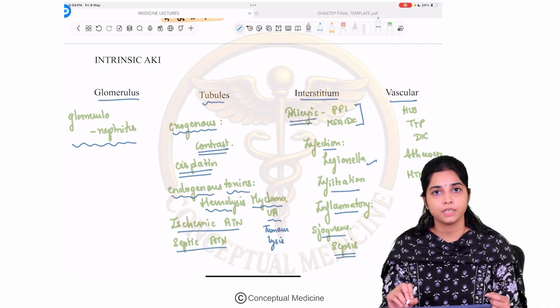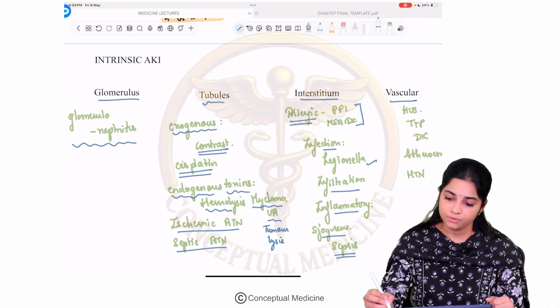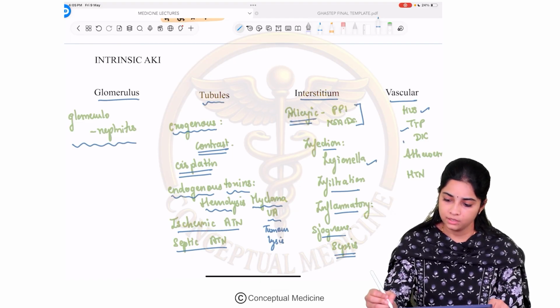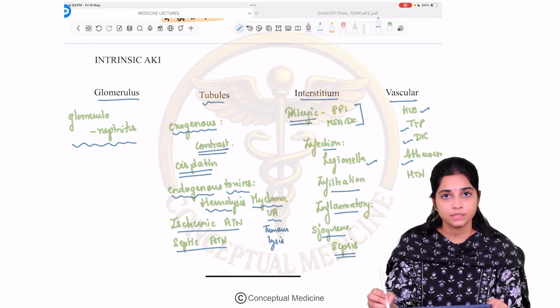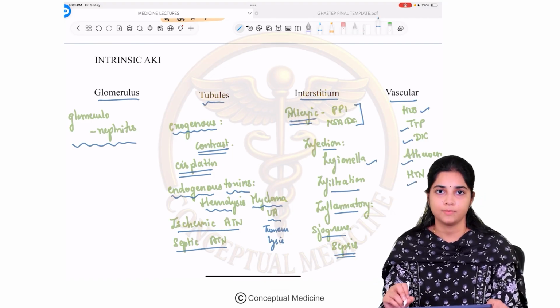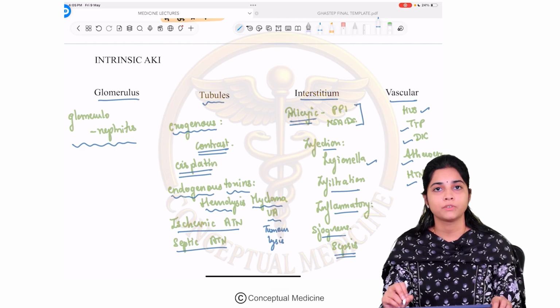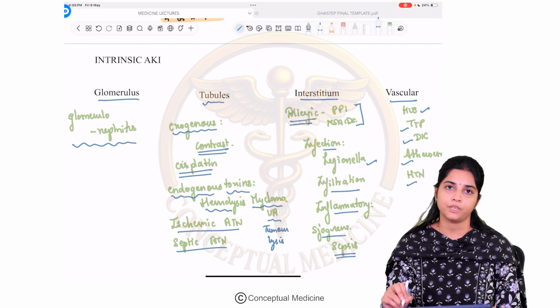Vascular compartment of the kidney associated AKI can be due to HUS, TTP, which is your thrombotic thrombocytopenic purpura, DIC, atheroembolic diseases and even hypertension. So this is in broad about the various causes of AKI and how each compartment can be affected by it.